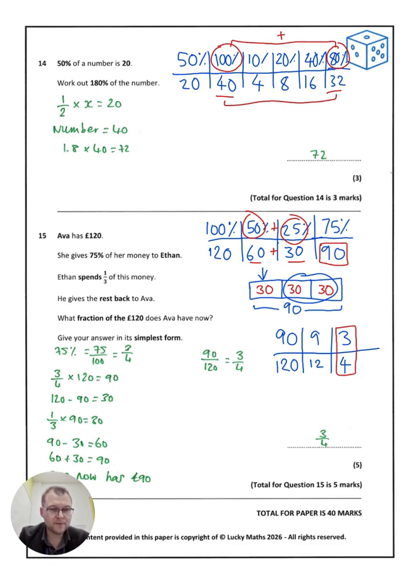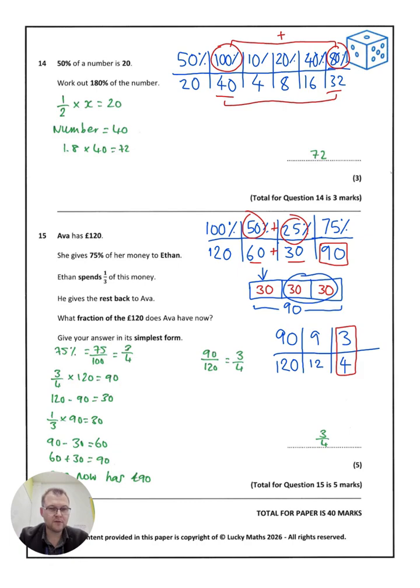Ethan is going to spend a third of the money. 90 split into 3 boxes, each box £30. He only spends that much. He's going to give the rest back. So I've circled the money he's going to give back, which is, okay, sorry, 60. But Ava, sorry, had £30 to start with. So 60 plus 30. Ava now has £90 out of the 120.